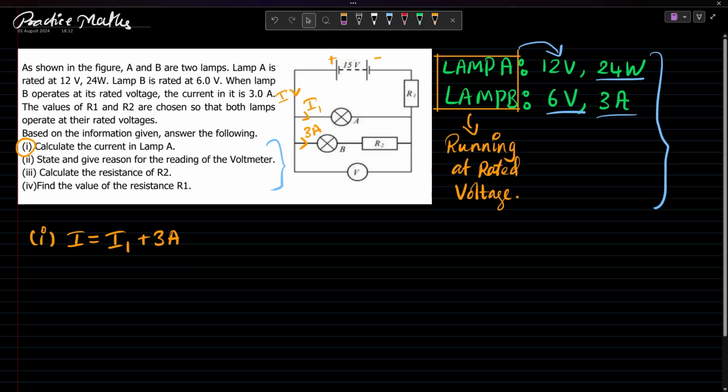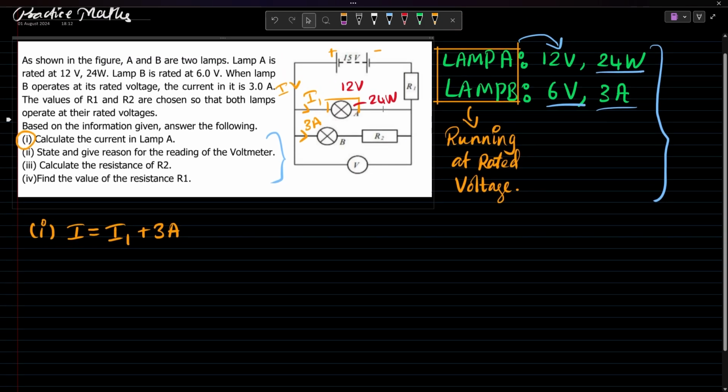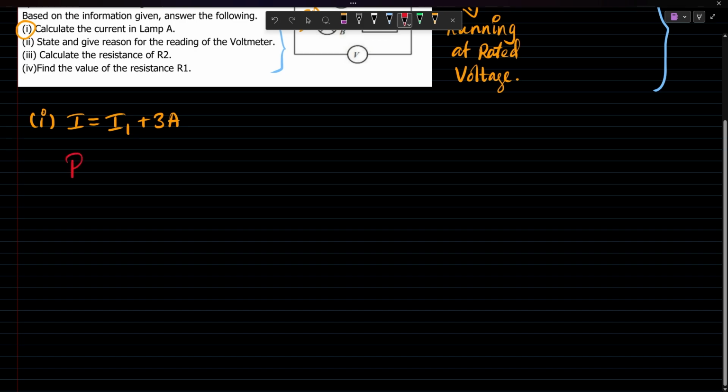Okay, so we have to find the resistance. The voltage here is going to be 12 volts because it's running at its rated voltage, and it is dissipating power of 24 watts. That's basically saying 24 joules per second of energy is consumed. Now from this we can find resistance. Power is equal to V squared by R. This is one of the formulas for power. So let's substitute the values: power is 24, and V is 12, so 12 squared is 144, divided by R.